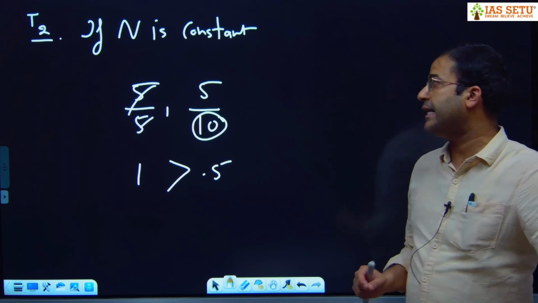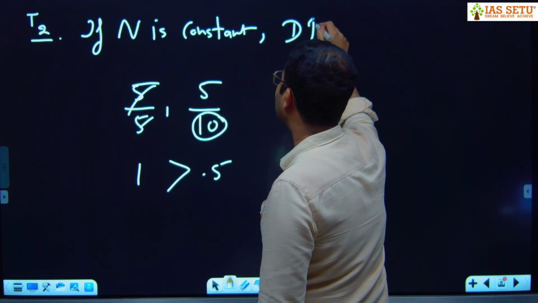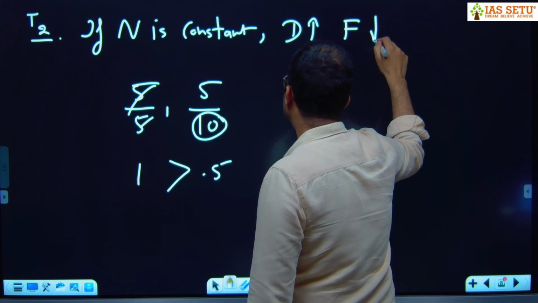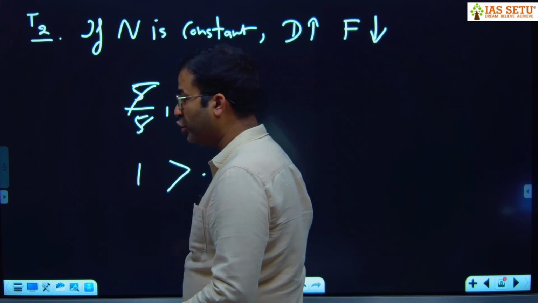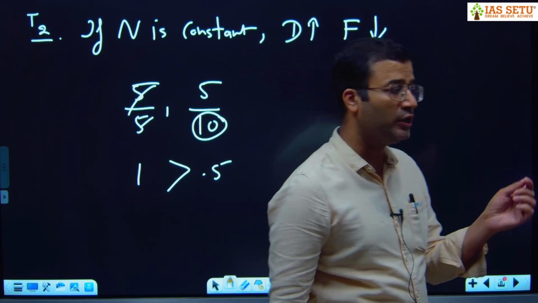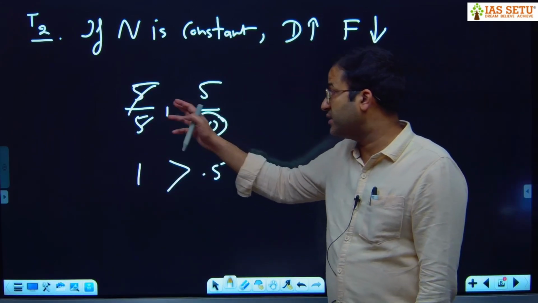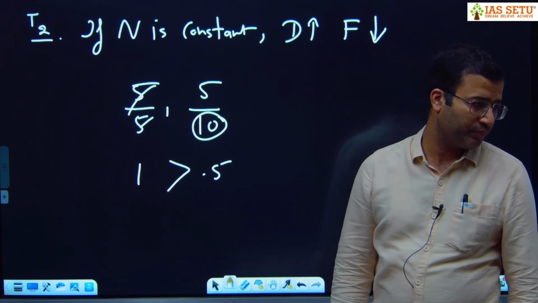So the idea here is if numerator is constant, as denominator increases, fraction value decreases. If the numerator is constant and the denominator keeps increasing, the value keeps decreasing. 5/10 is smaller than 5/5.